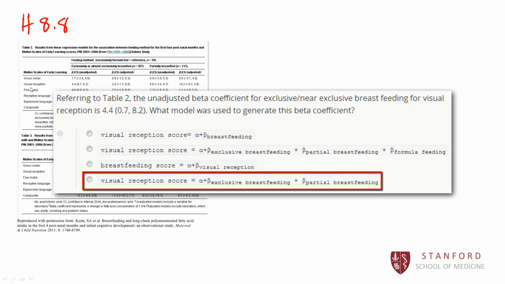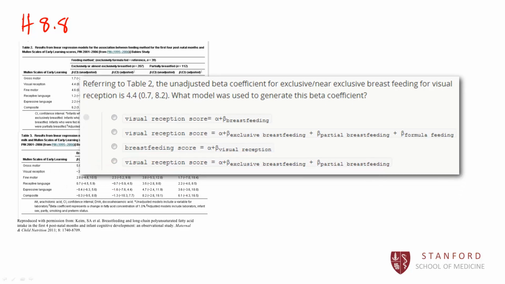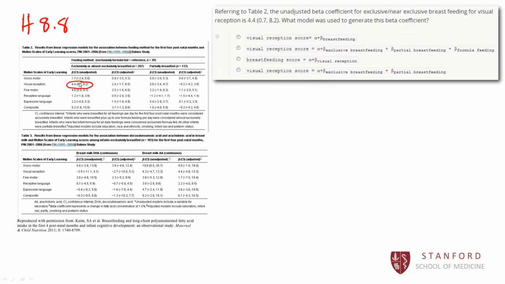This is a linear regression model that has just a categorical predictor in the model that's been dummy coded. So if you find the 4.4 in our little table here, the outcome is visual reception. We're talking about the unadjusted beta. So the only thing that's in the model is the categorical variable. It's a 3-level categorical variable. You are either exclusively formula fed, partially breastfed, or exclusively or almost exclusively breastfed. So there's 3 categories.